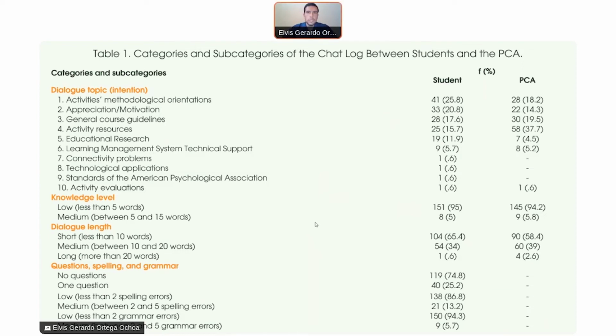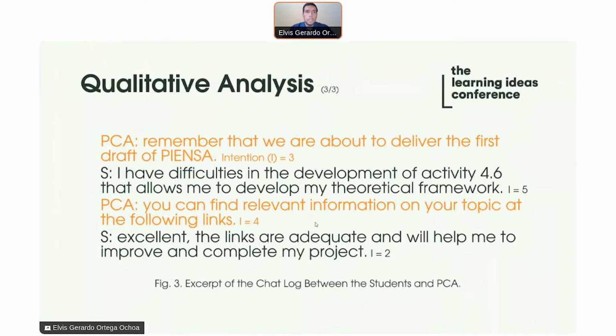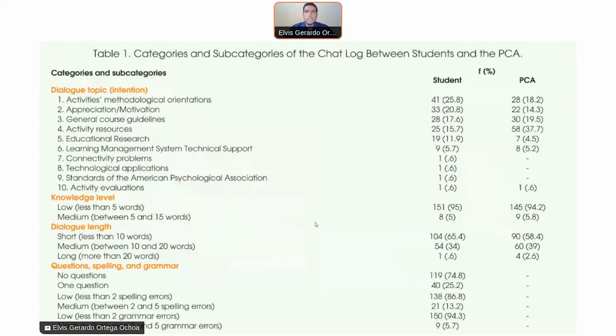Results present some particularities. Some students' dialogue topics did not correspond to the same dialogue topic in the PCA response. It was because the entities modified the intention dialogue topic. An example can be seen in this figure. Additionally, some students demonstrate great knowledge, hence the PCA should be able to favor higher cognitive processes. Likewise, it was characteristic that dialogue length was mostly short, both from the student and PCA, which may be for many reasons. In addition, repeatedly, it was possible to recognize implicit questions.